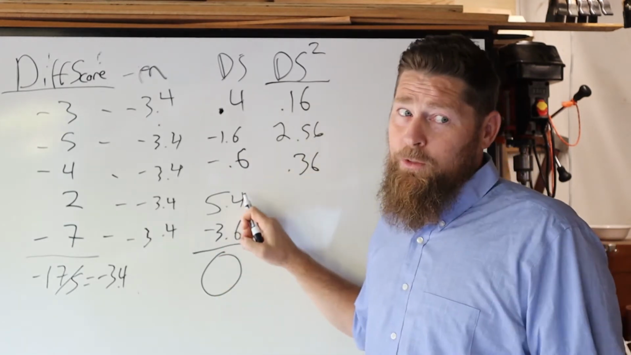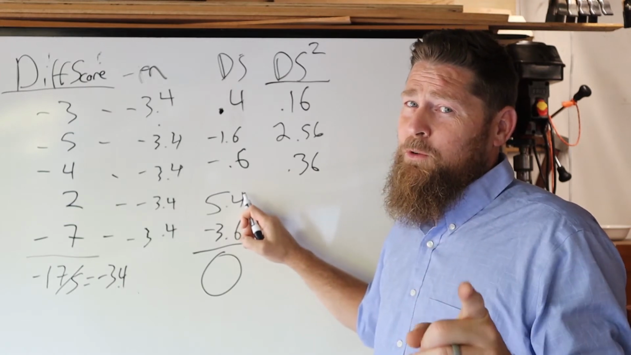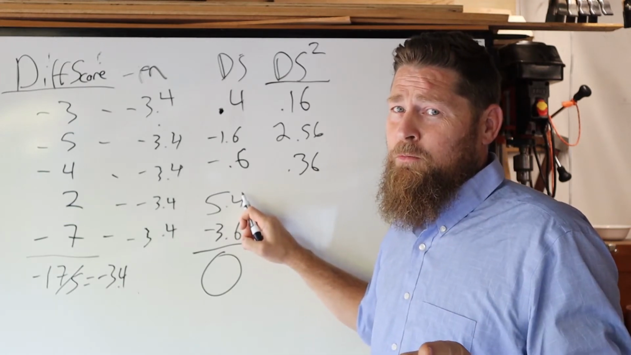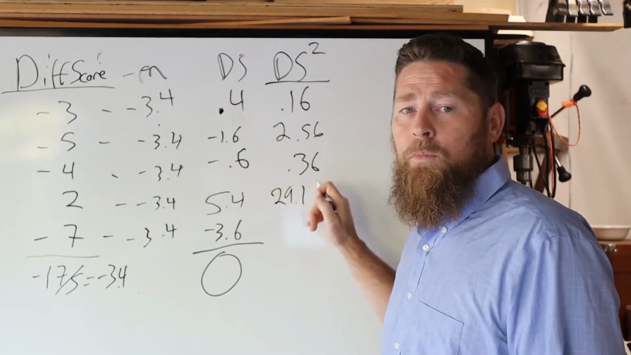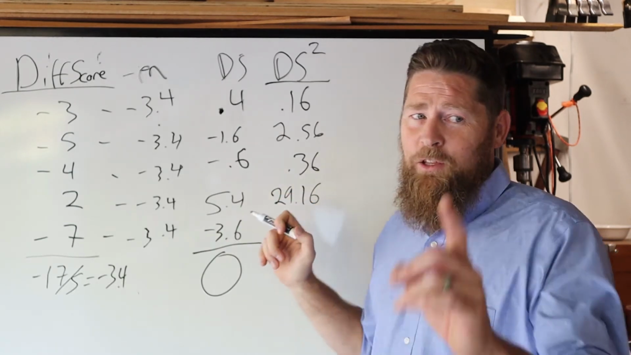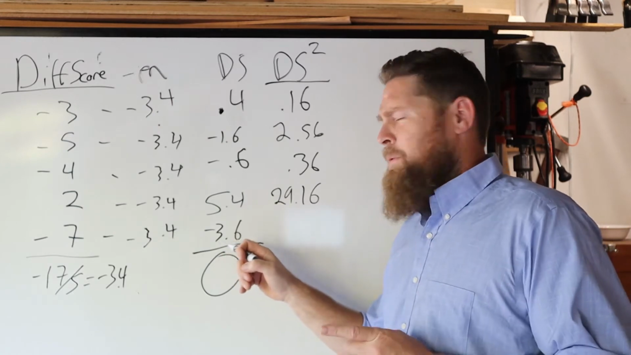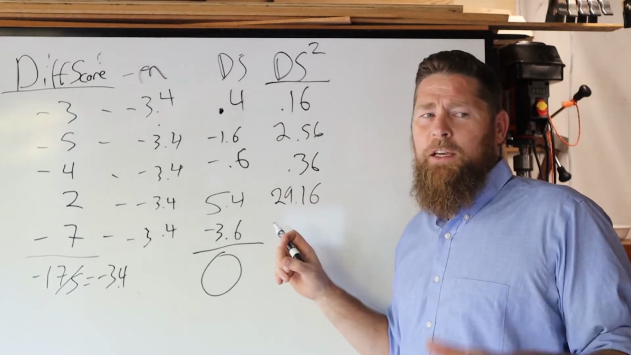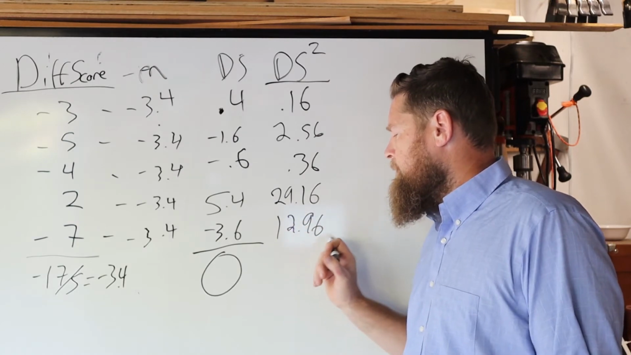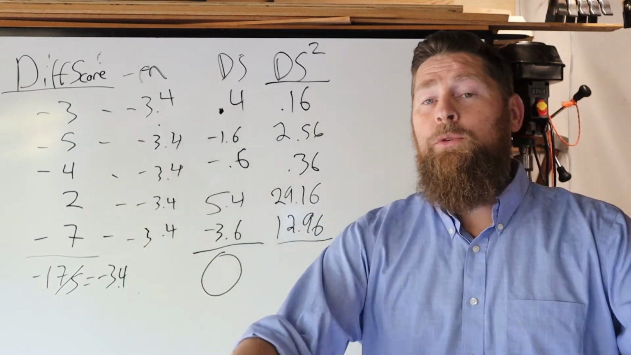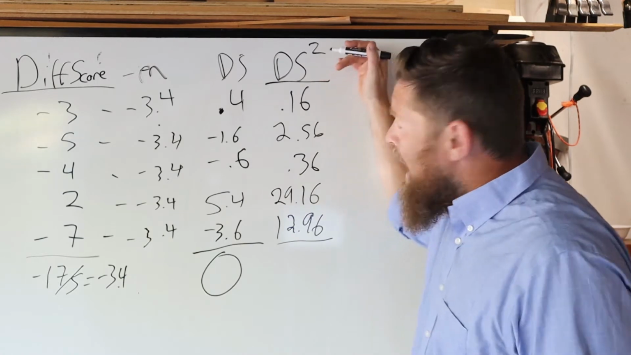0.36. Now, if you know this one, you've been doing some serious math at home. It's 29.16. I bet you didn't know that. Okay, and this one you might know, but that'd be super crazy. Okay, it's 12.96.